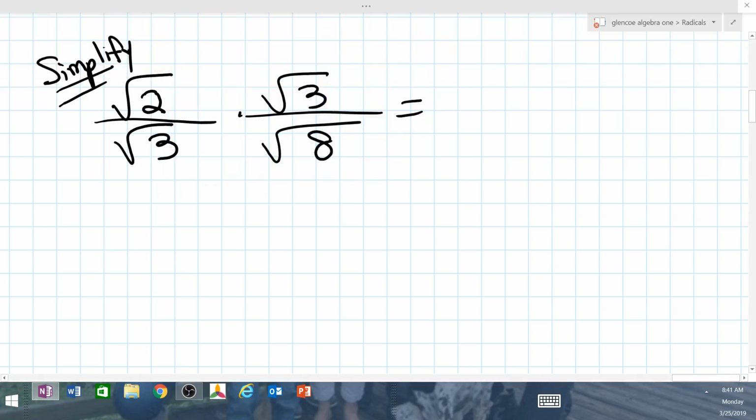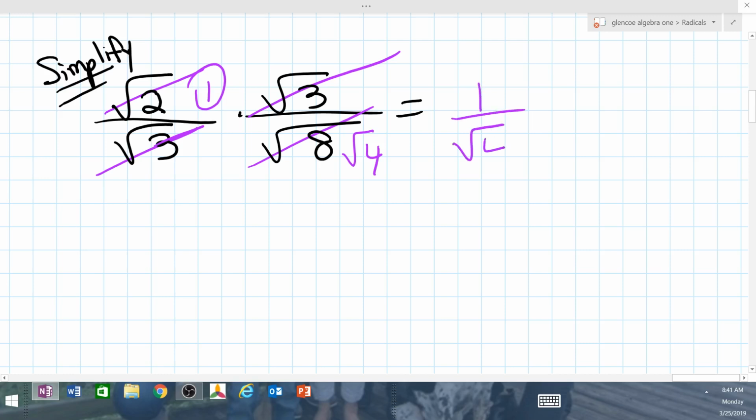Do you all agree that these two cancel out? Yes? Do you all agree that radical 2, this would leave me a 1, and it goes into radical 8 how many times? 4. So what I'm left with is 1 over radical 4. And now I think y'all know that radical 4 is a perfect square. So what would my answer be, guys?